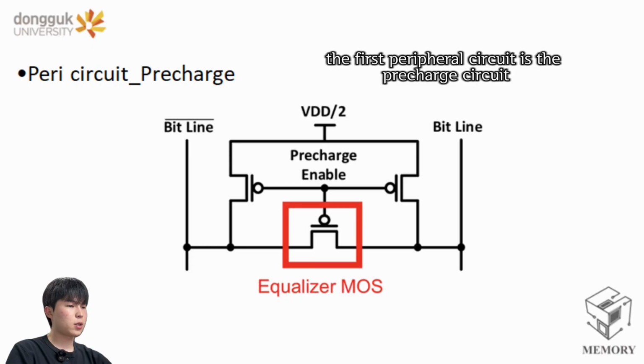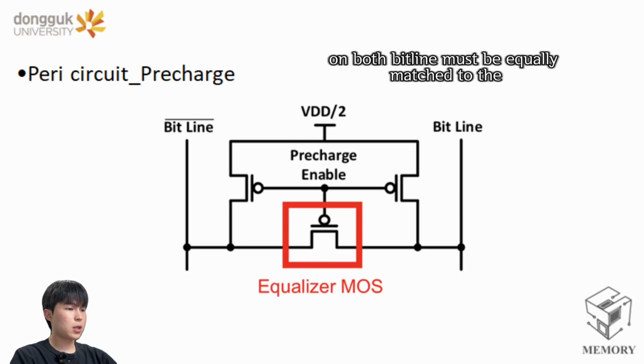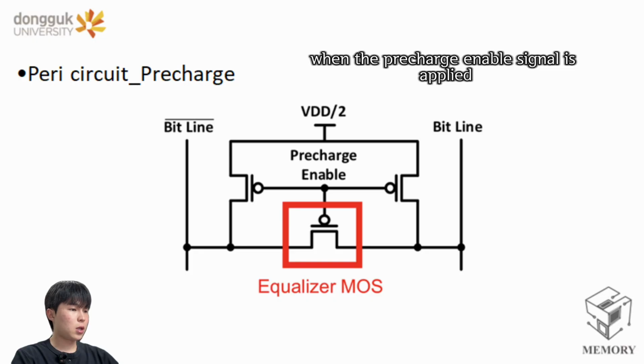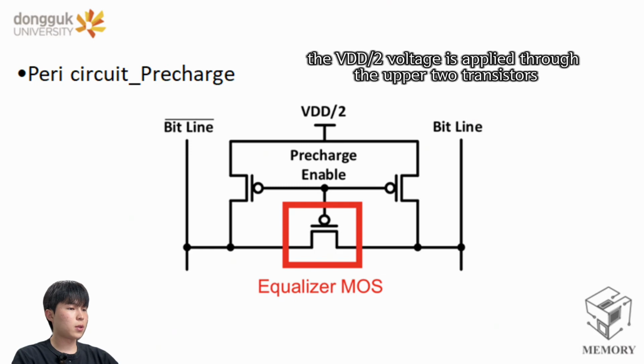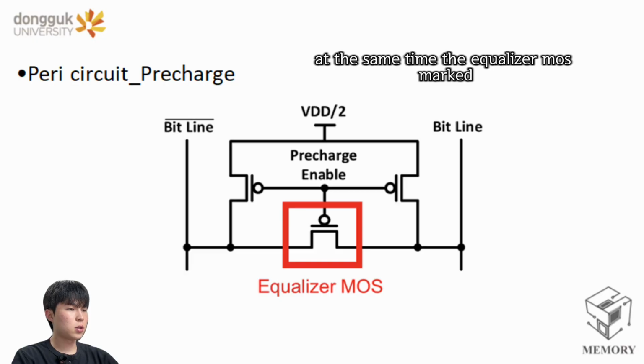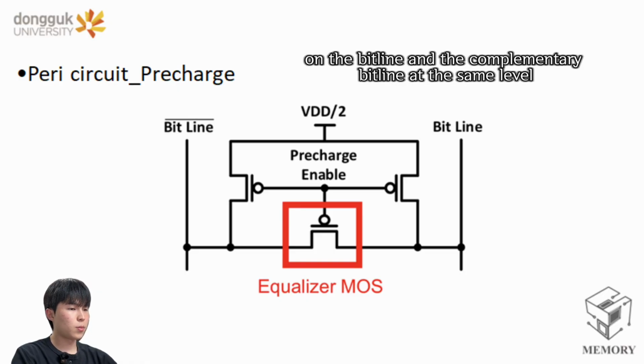The first peripheral circuit is the pre-charge circuit. As previously discussed in the read operation, the voltages on both bit lines must be equally matched to the VDD/2 level before data is read. When the pre-charge enable signal is applied, the VDD/2 voltage is supplied through the upper two transistors. At the same time, the equalizer MOS marked in the middle red box is turned on to balance the voltage on the bit line and the complementary bit line at the same level.